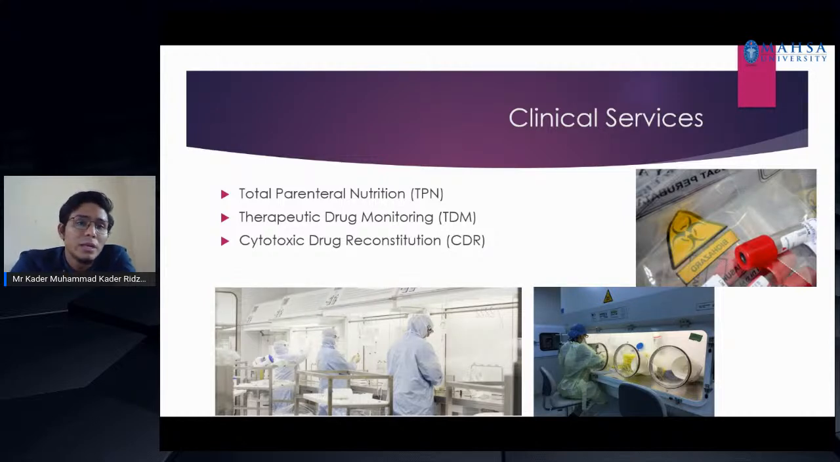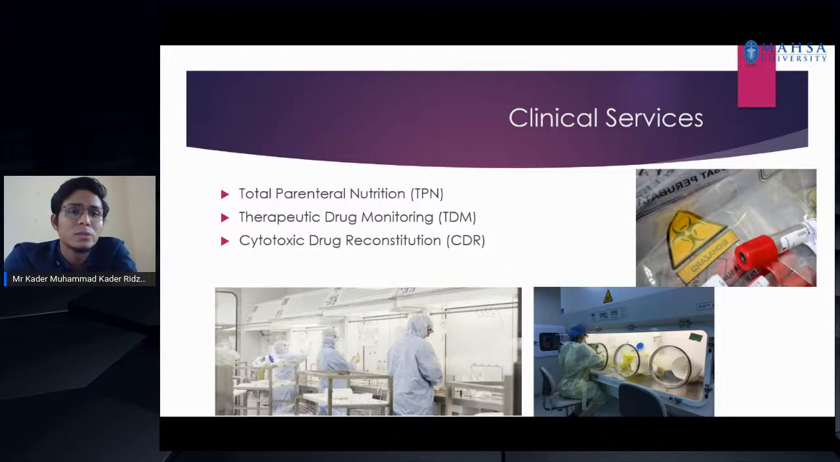So next one is TDM, therapeutic drug monitoring. For TDM, usually the pharmacy assistant is going to assist in preparing the serum and then putting it in the machine. Once the result is out, it will be passed back to the pharmacist for calculation. TDM is just to measure whether the dose prescribed by the doctor is sufficient, or subtherapeutic, or an overdose.